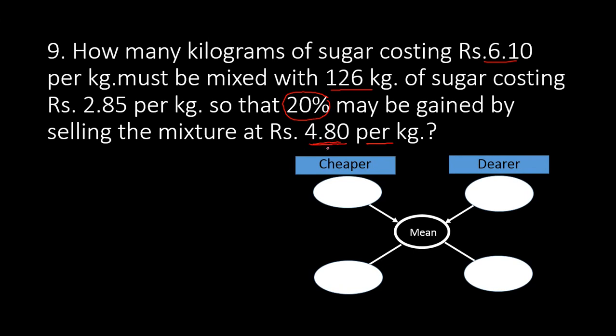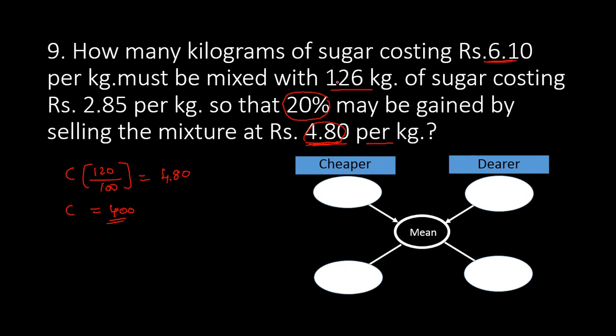Here the selling price is given. So we know that cost price into profit percent 120. What is the profit percent? It is 20%. So 120 by 100 is equivalent to what is the selling price? 4 rupees 80 paise. On simplification, you will get cost price is 4 rupees. It means the resultant mixture cost price must be 4 rupees. In what ratio we have to mix sugar costing 6 rupee 10 paise and the other one 2 rupee 85 paise in order to get the mixture cost 4 rupees.